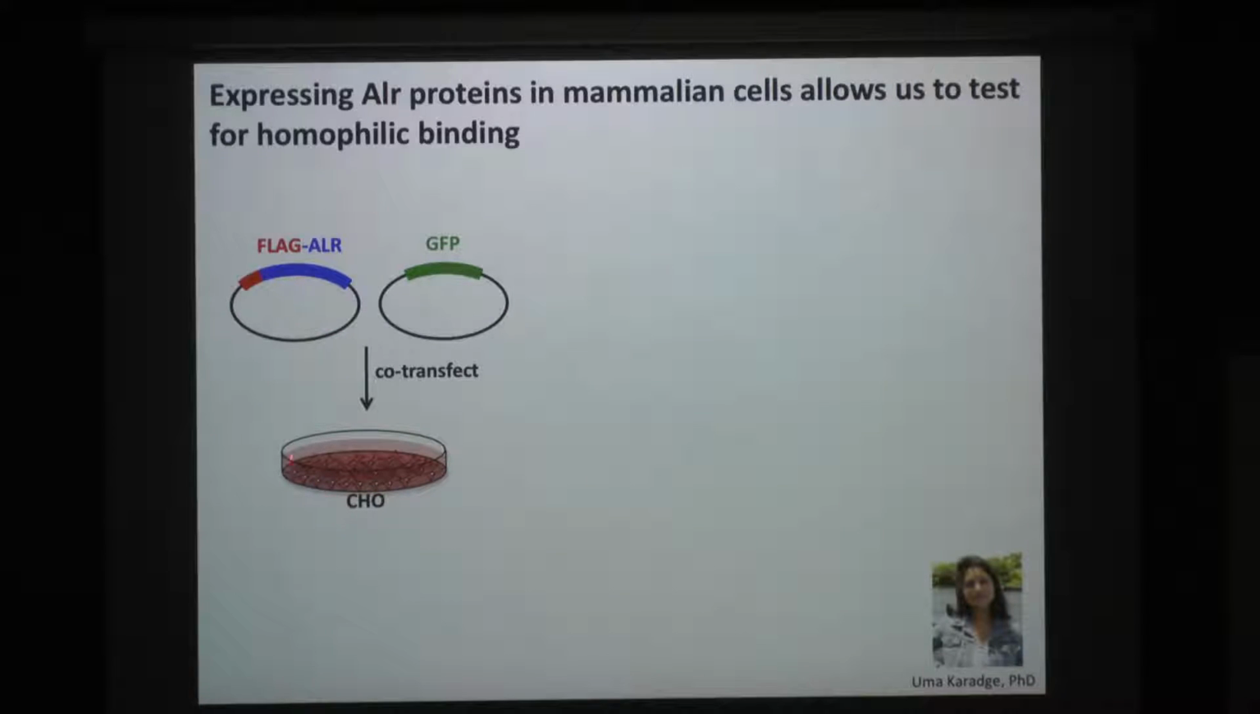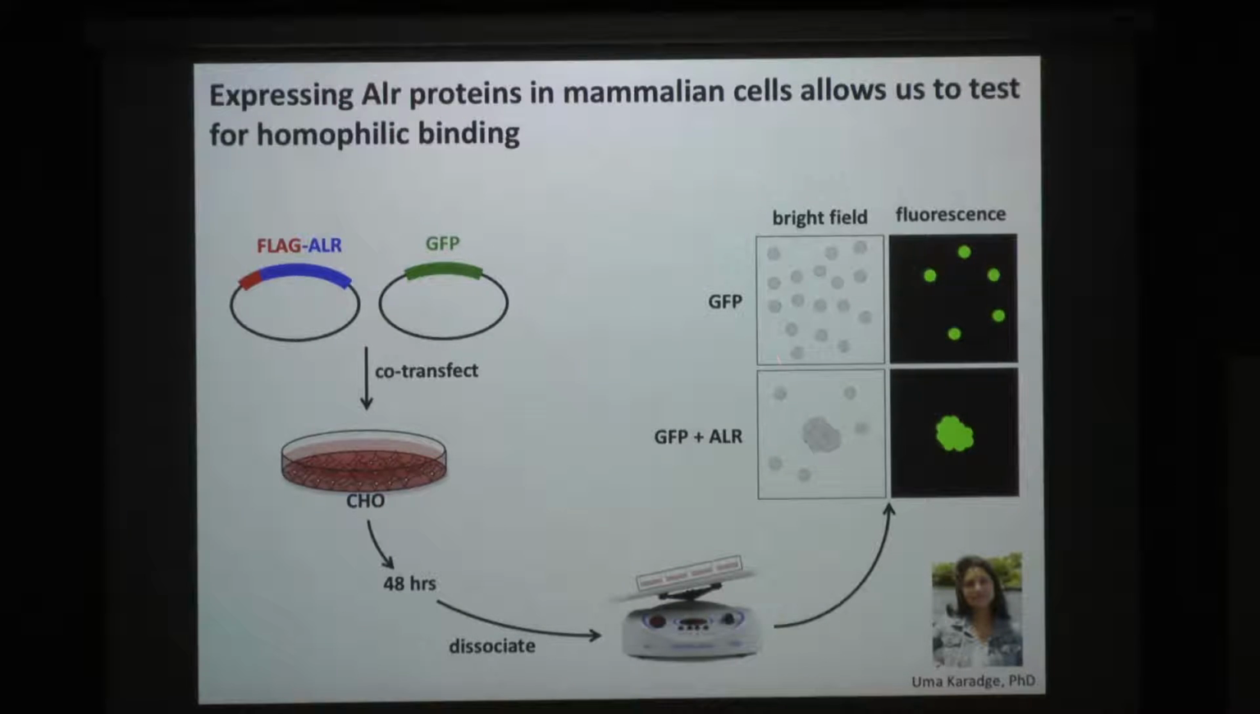Okay? So we transfect mammalian cells with one of the ALR proteins, and there's a tag on the end so we can be sure that it actually gets expressed properly and it's sitting on the cell surface. And then we co-transfect a GFP, which just lets us tell by eye which cells are expressing those proteins. We grow them up for 48 hours, and then we dissociate those cells into a single cell suspension. And then we keep them on a shaker. And if nothing else is going on, those cells will remain as single cells in suspension.